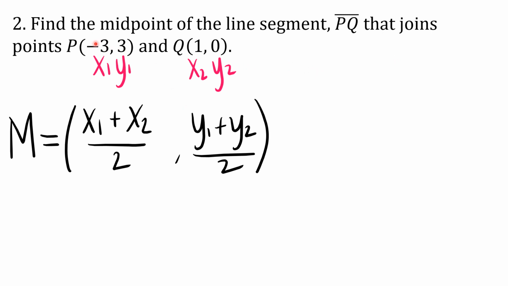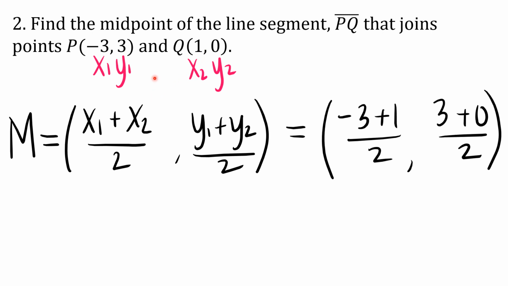Our x1 value is -3, x2 value is 1, our y1 value is 3, our y2 value is 0. So that gives us negative 3 plus 1 over 2, 3 plus 0 over 2. All right, so now let's simplify.